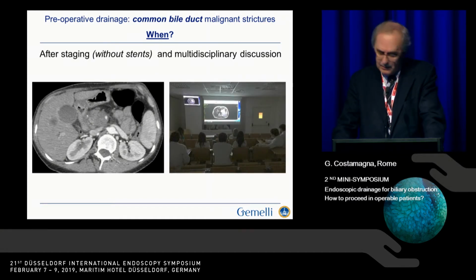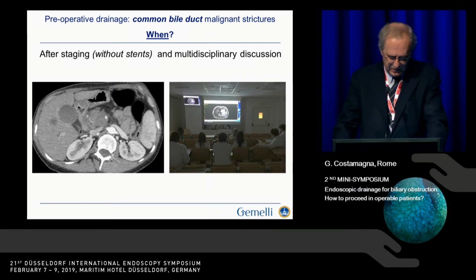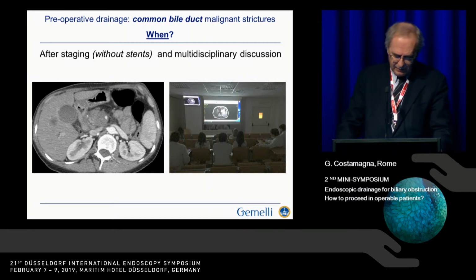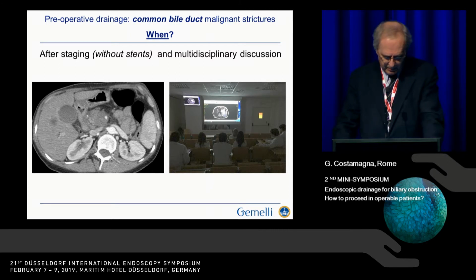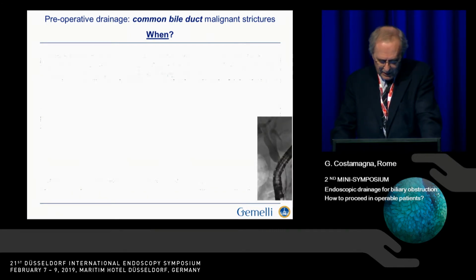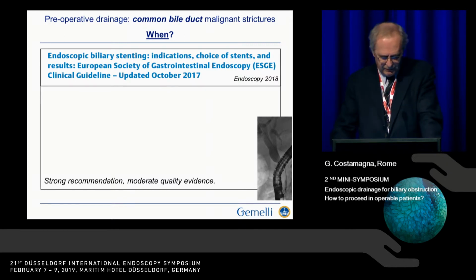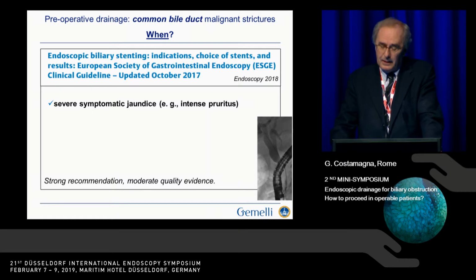After staging, of course, without stents, because stents may render the staging less accurate, and preferably after a multidisciplinary discussion. The patient is here considered operable. When to drain? Let's have a look at the recommendation of the European Society of Gastrointestinal Endoscopy. This is a strong recommendation, but with moderate quality evidence.